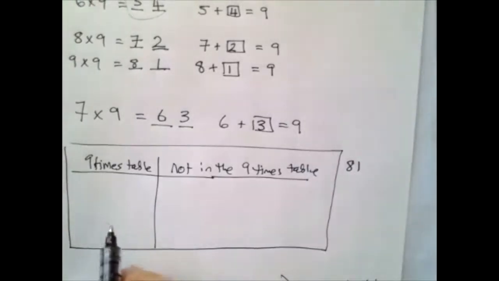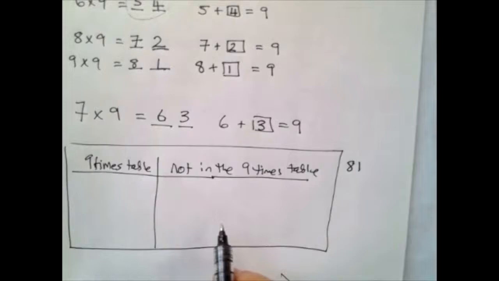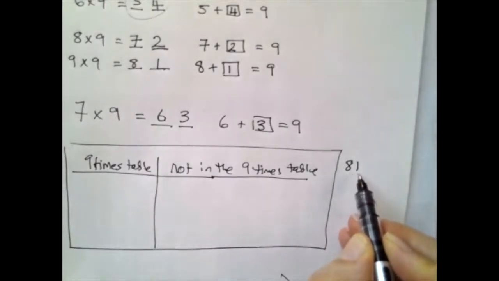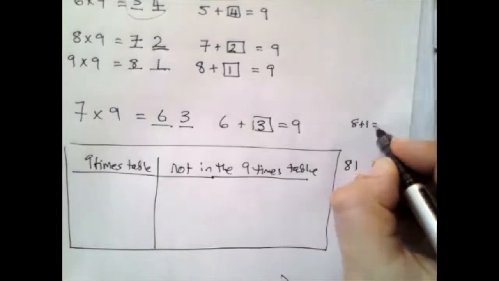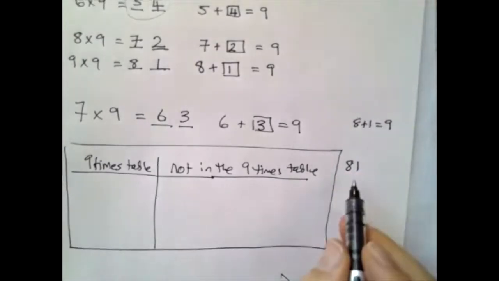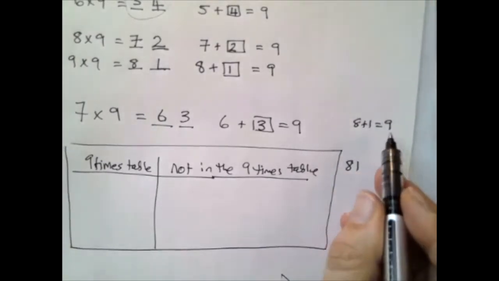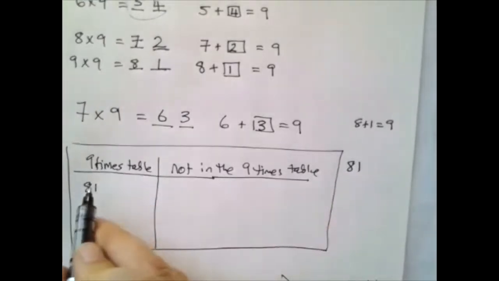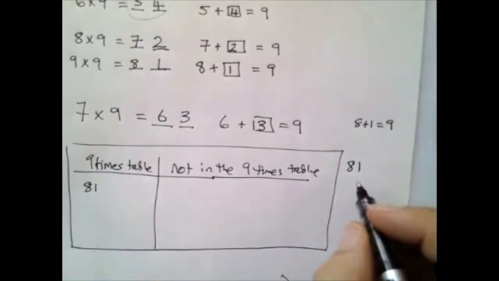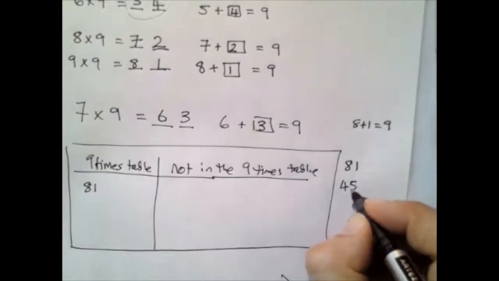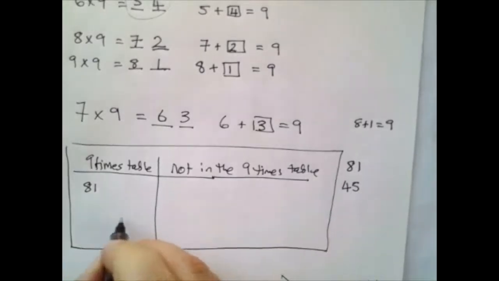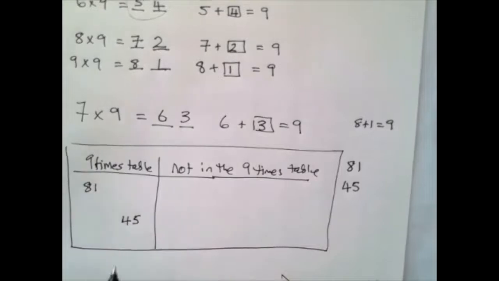Is 81 in the 9 times table or not in the 9 times table? I think 8 plus 1 equals 9. So therefore, it is in the 9 times table. I take my 9 and I take my 81 and I put that number. It is in the 9 times table. What about 45? 4 plus 5 is 9. So I can put 45 that is in the 9 times table.